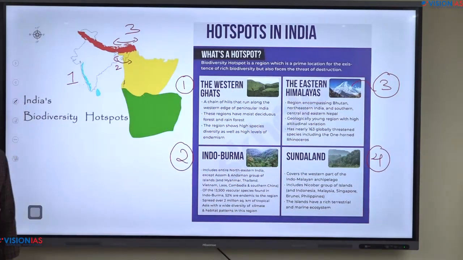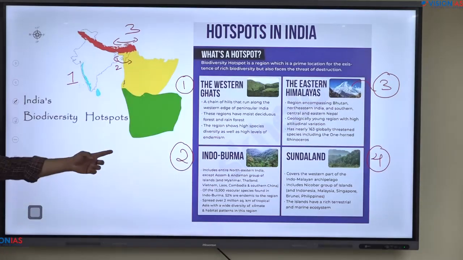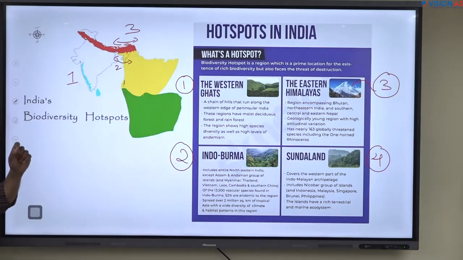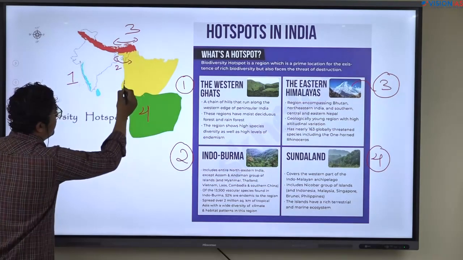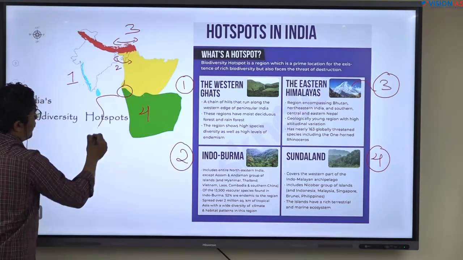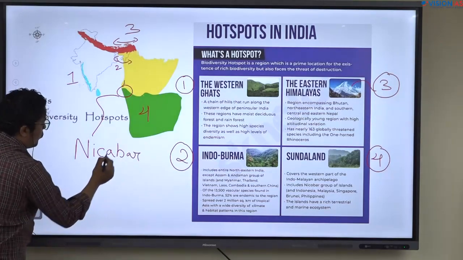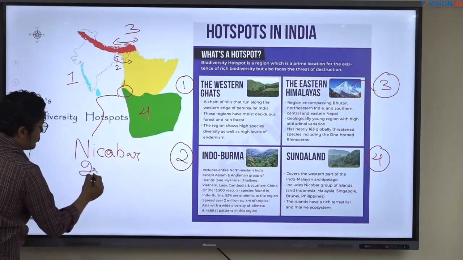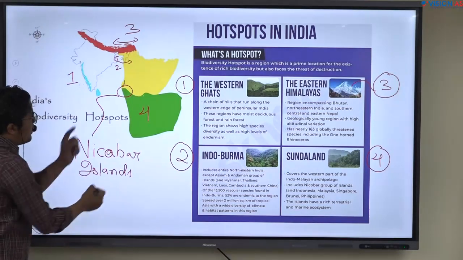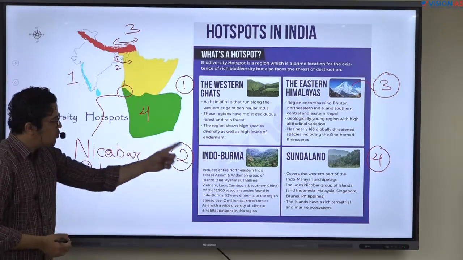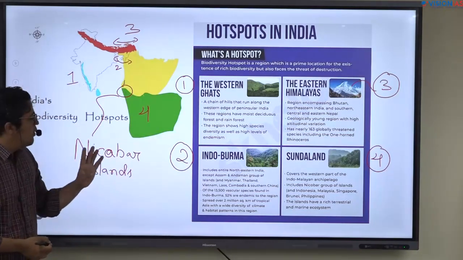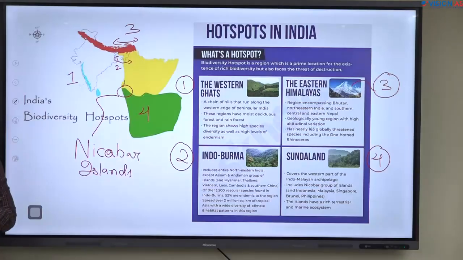Sunda Islands are in Indonesia. So originally Sundaland is a hotspot of Indonesia, but a very small portion falls in India here. Which portion of India comes in it? Nicobar Islands. Nicobar Islands are a very small portion of Sundaland. Otherwise, Sundaland is a hotspot of Indonesia. So we will consider there are 4 hotspots in India.